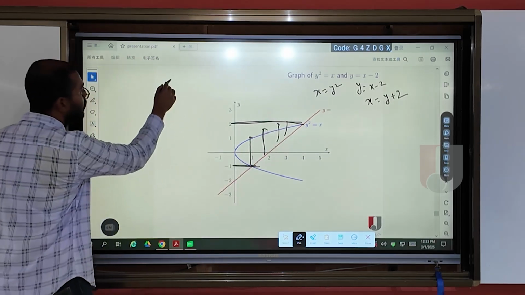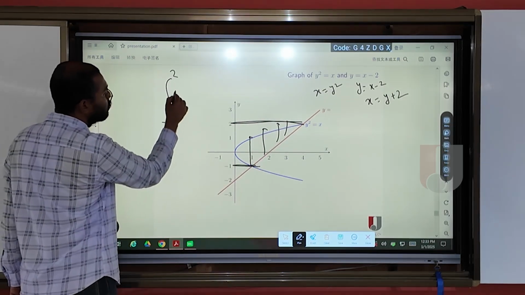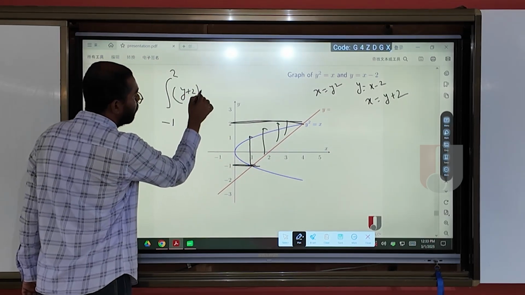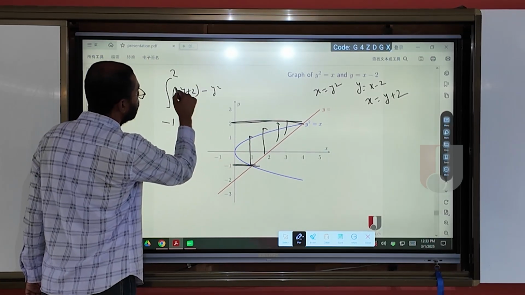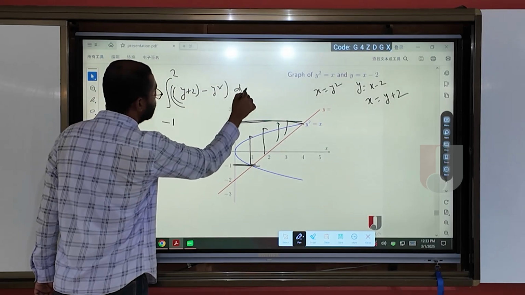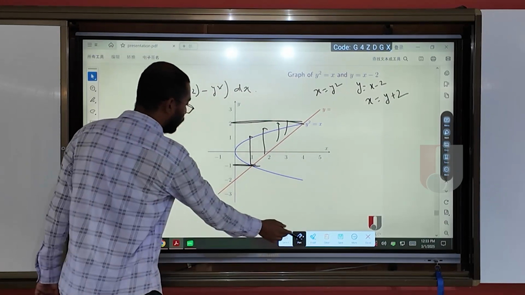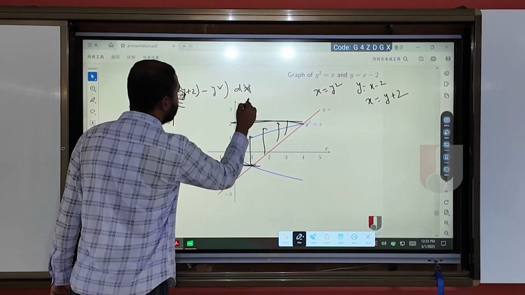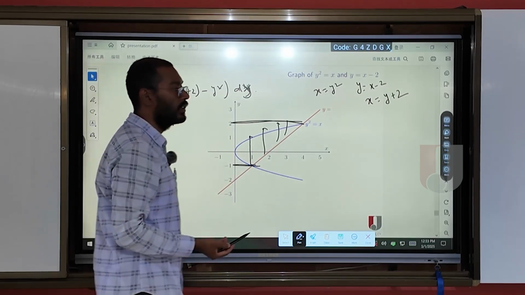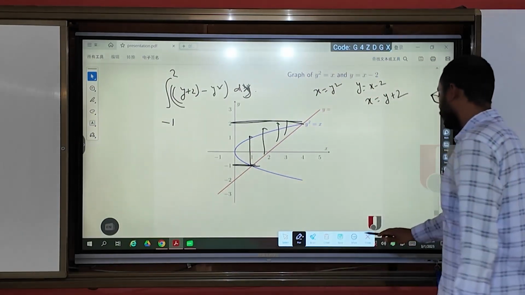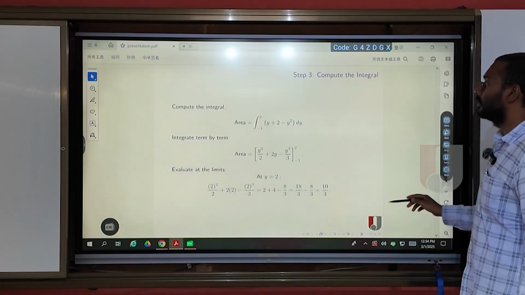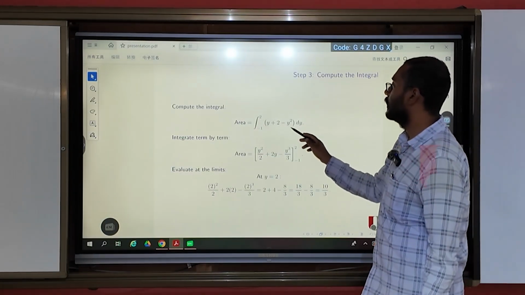So how to compute? That is the integral from minus 1 to 2 of (y plus 2 minus y square) dy. How to compute that thing that is given? We are doing y plus 2 minus y square into dy.